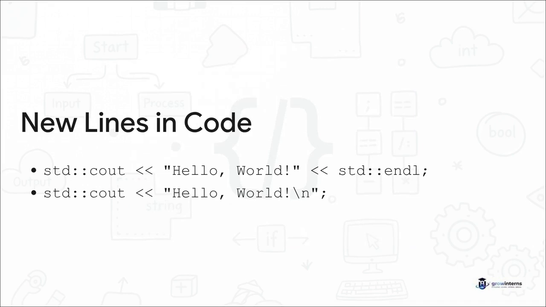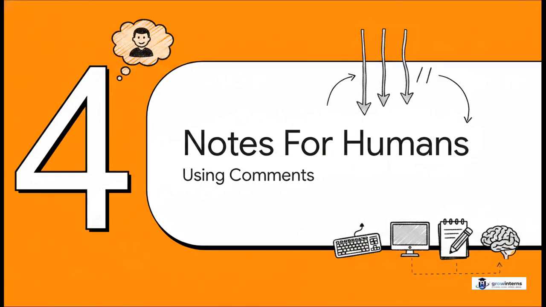And here's what that looks like in practice. You can see how std::endl is just chained onto the end with another insertion operator, just like our text was. But look at the new line character, \n. That little guy goes inside the quotation marks, becoming part of the text string itself. For a simple program like ours, it honestly doesn't matter which one you use. Both work perfectly.